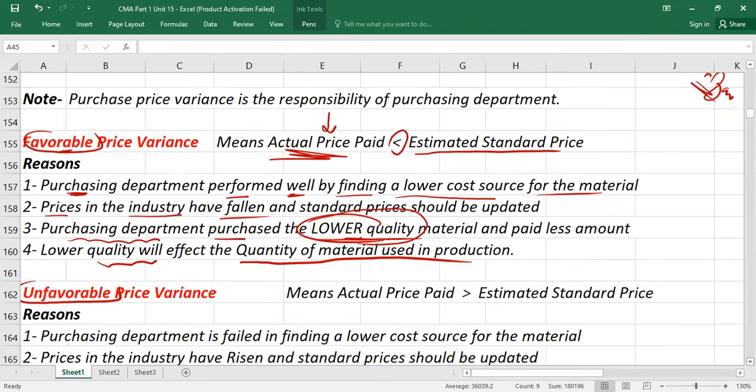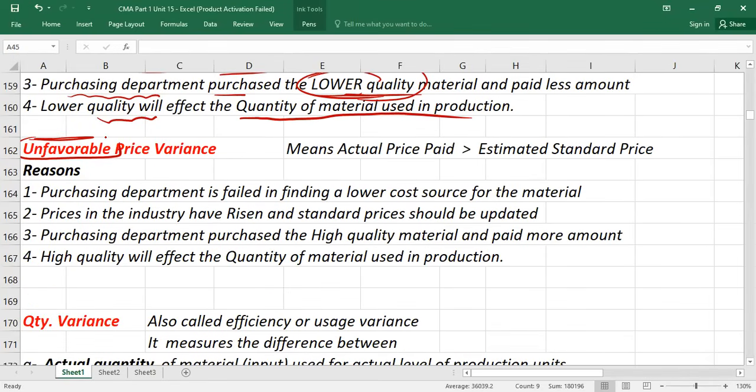Now, price variance can also be unfavorable. This is the second point. Why could price variance be unfavorable? Please remember, whenever the actual price paid is greater than the estimated standard price, if actual price is more than budget, obviously this variance is called unfavorable because you are paying more amount. Now you have to think why the actual price is higher. There could be several reasons. The above reasons you can just reverse.